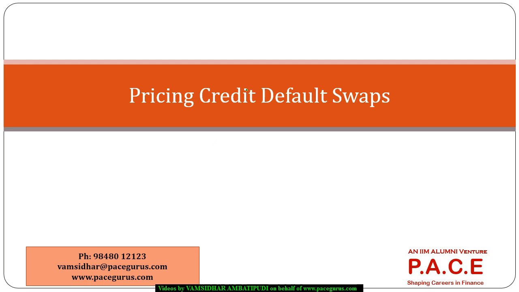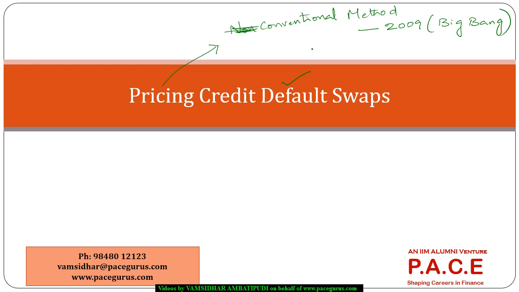Hello everyone. In this session, I'm going to look at credit default swaps and how you typically do the pricing of credit default swaps, both using the non-conventional method or probably the conventional method, which was in existence before 2009, before the Big Bang came into the picture, where there was a kind of standardization of the credit default swaps.